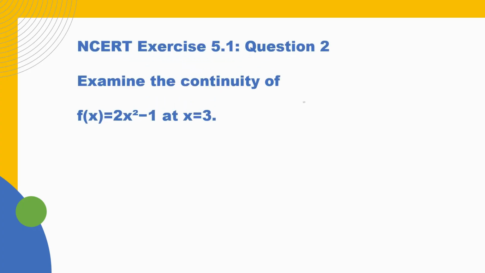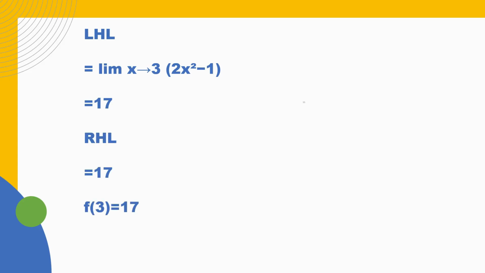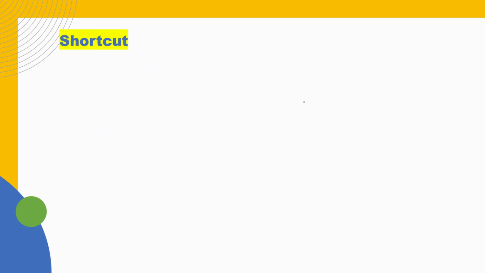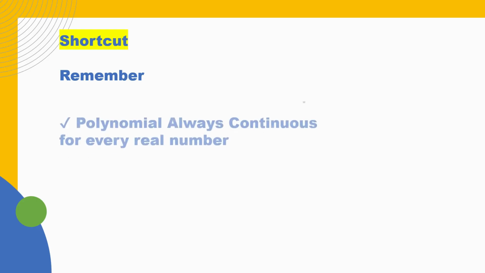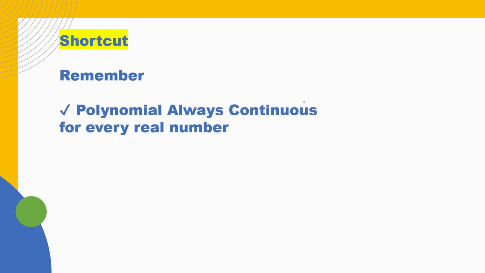Let's move to exercise 5.1, question number 2. This is another polynomial function. Even before solving, we know that every polynomial is continuous. However, in the board examination, you must still show the calculations to score full marks. Let's first find the left-hand limit. It is becoming 17. And the right-hand limit is also 17. Now substitute x equals 3 in the function, which gives us a value equal to 17. Since all three values are equal, we can conclude that the function is continuous at the given point. Here's an important shortcut. Every polynomial function is continuous for all real numbers. If you recognize a polynomial, you already know the answer. But still, in board exams, don't skip the working.